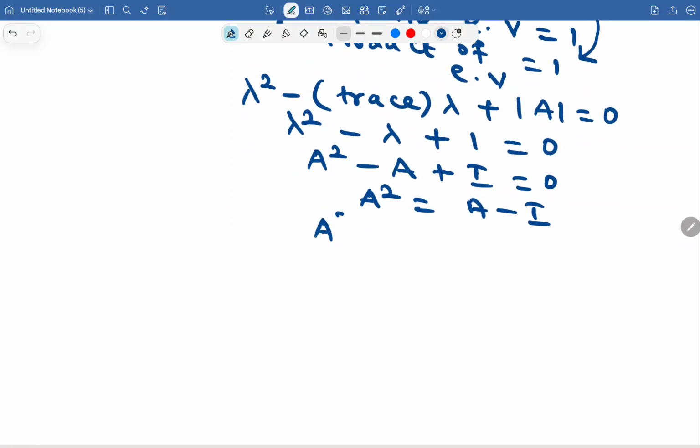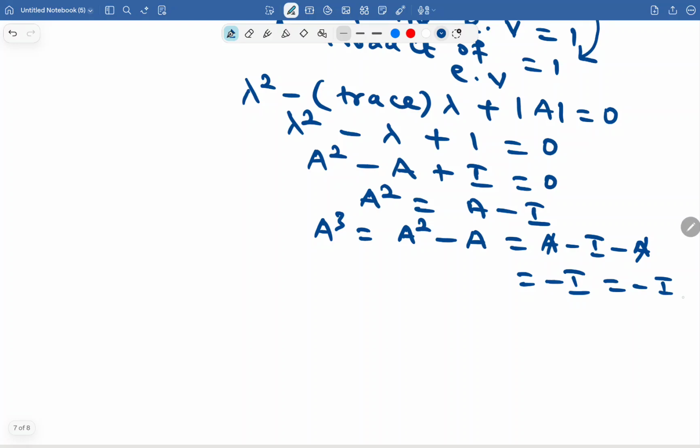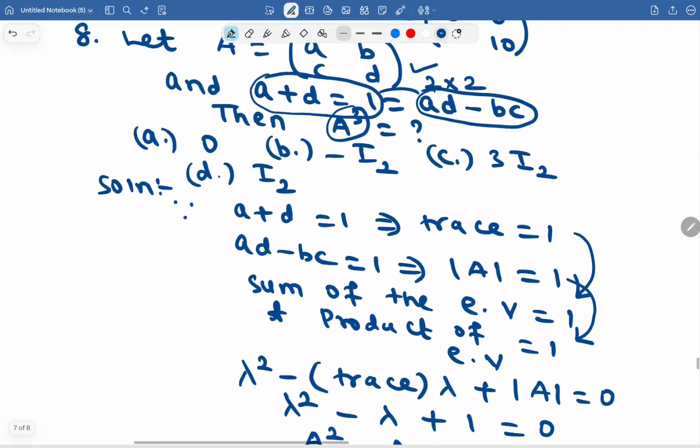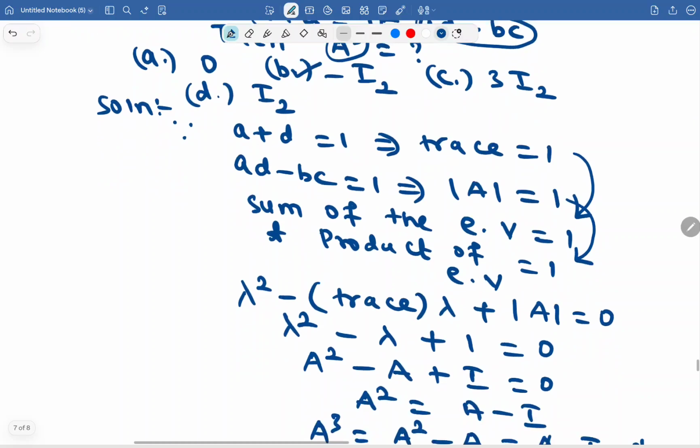Now, what is A cube? A cube means A square into A. What is A square? A minus I. So A cube is (A minus I) times A, which gives A square minus A, which is A minus I minus A; A and minus A cancel, leaving minus I, which is equal to minus I2. Since the problem is 2 cross 2, therefore the value for A cube is minus I2. Option B is the correct option.